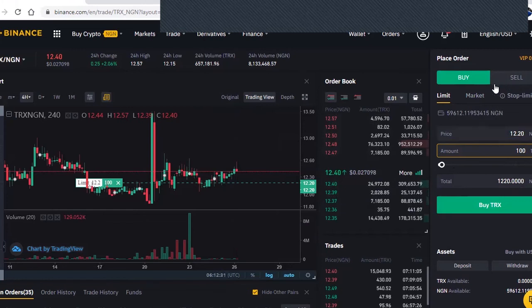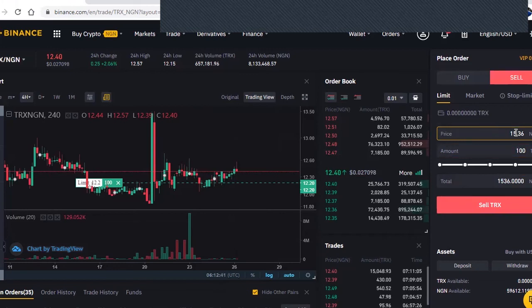Okay, and the same thing goes for sell. I may say I want to sell 100 out of my portfolio. I want to take a position here at 15.36 to sell. Okay, I click sell as well. That's about a limit order. So let's go to market order now.